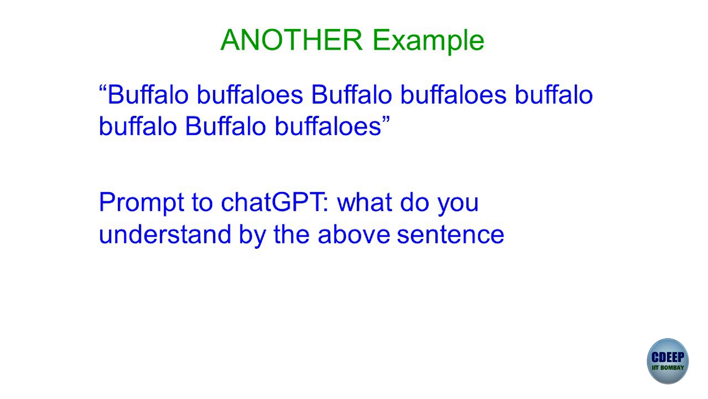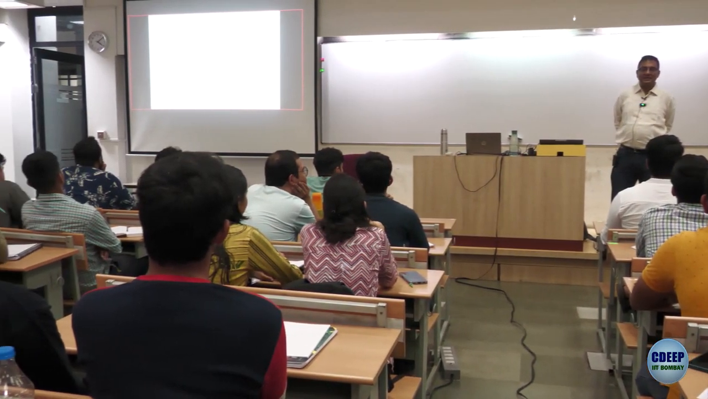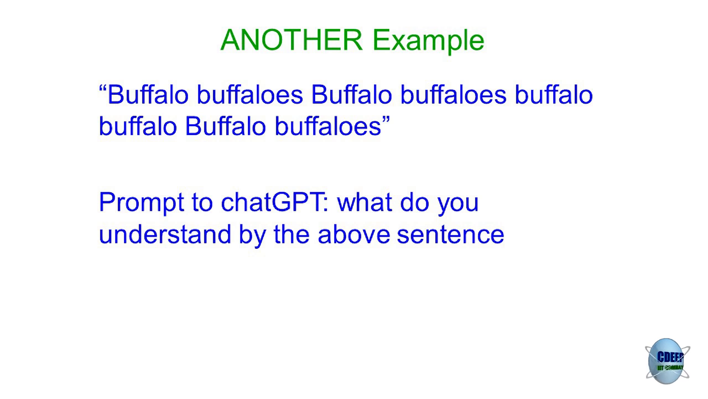Before that, let's do some part of speech tagging. Which is the main verb in this sentence? Which one? There are how many? One, two, three buffaloes. Which one is the main verb? First, second, third, anyway. Second one? This is part of speech tagging. Main verb. Okay, so it is very difficult for human beings to parse this.